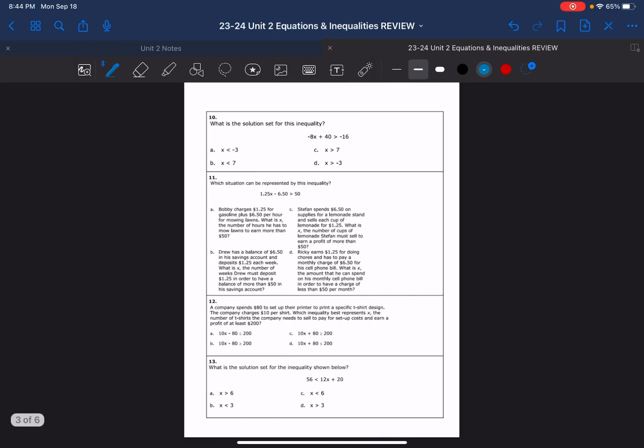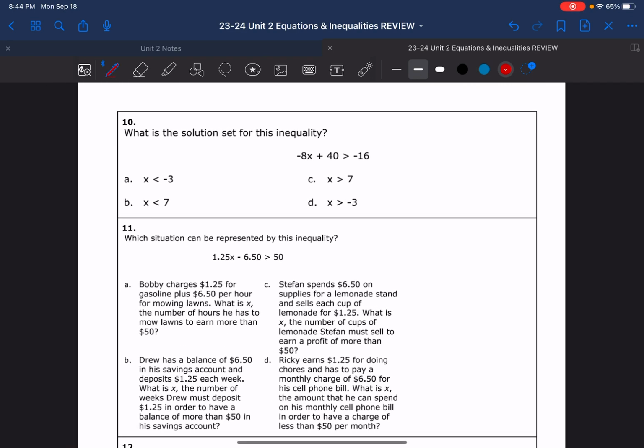All right, what is the solution set for this inequality? All right, so here, let's go ahead and check this. We have negative 8x plus 40 is greater than negative 16, okay? So here we're getting rid of the positive 40 by doing negative 40, okay? Negative 8x is greater than, and this would be negative 56, okay?